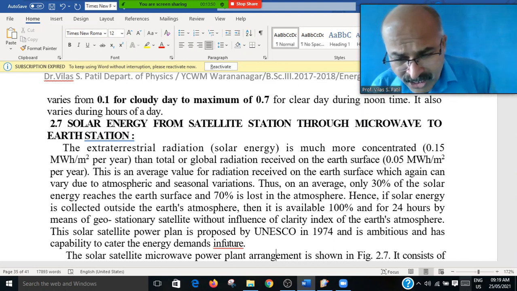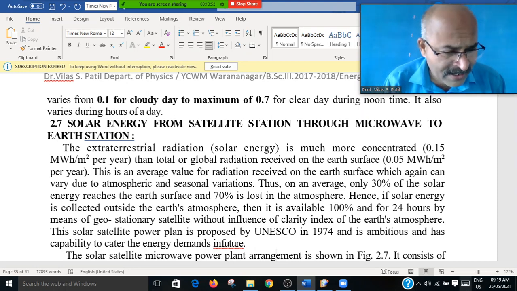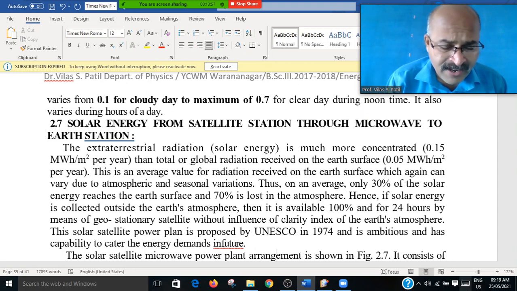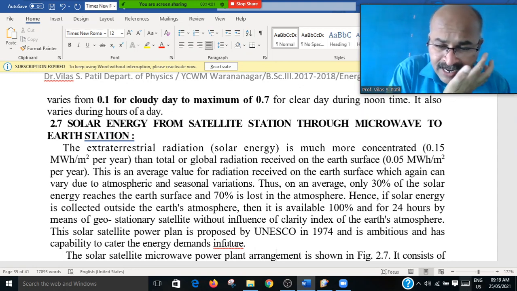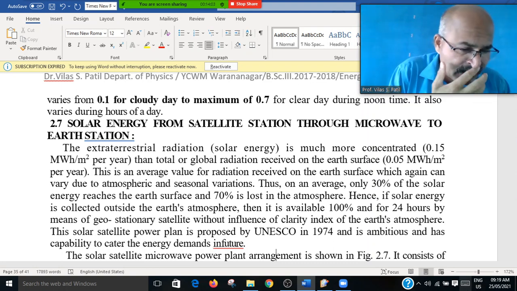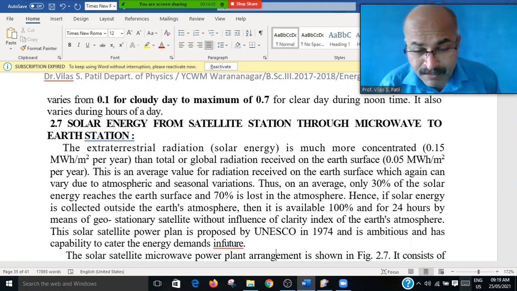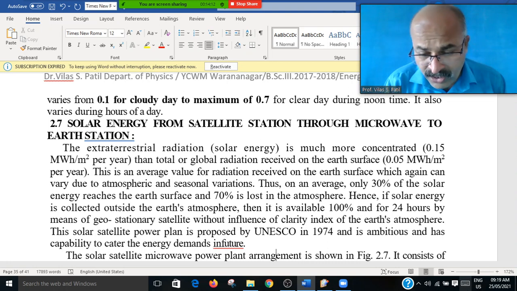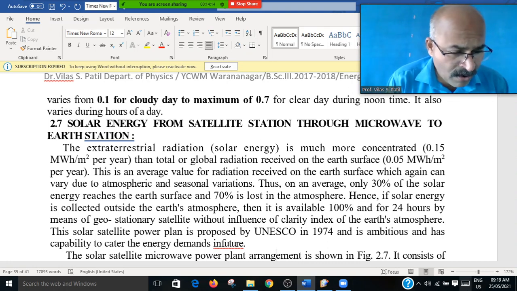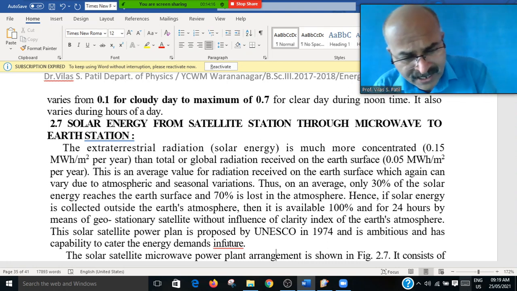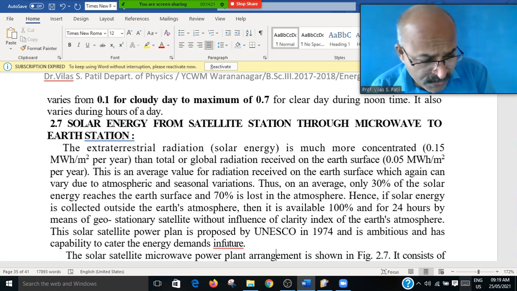Thus, on an average, only 30% of the solar energy reaches the Earth's surface, and 70% is lost in the atmosphere. And hence, if the solar energy is collected outside the Earth atmosphere, then it is available 100%, and for 24 hours by means of a geostationary satellite, without the influence of the clarity index of the Earth atmosphere.